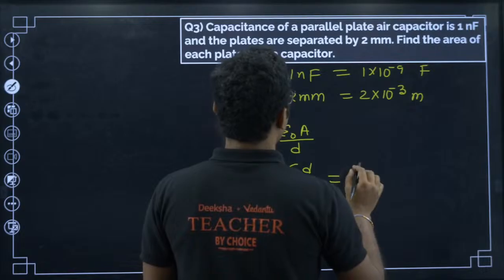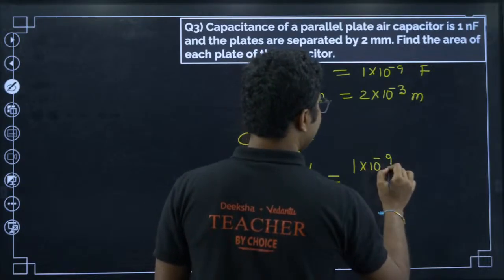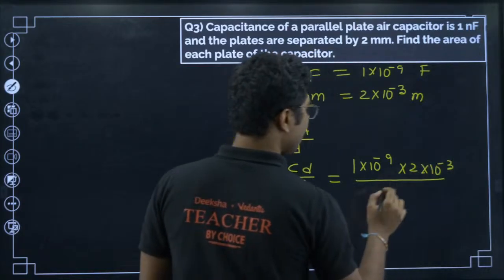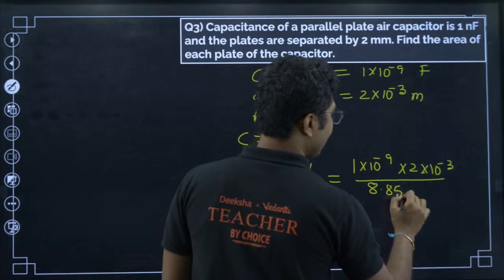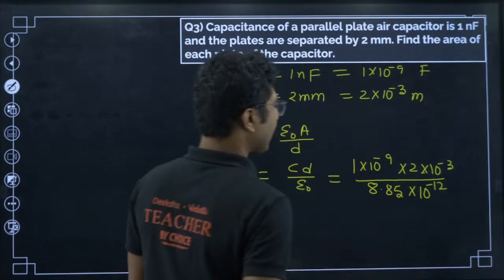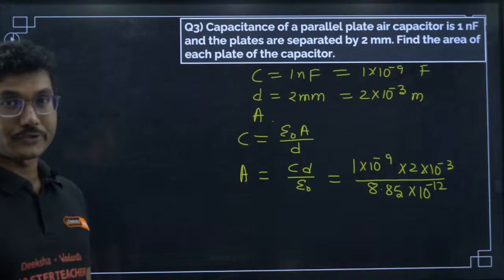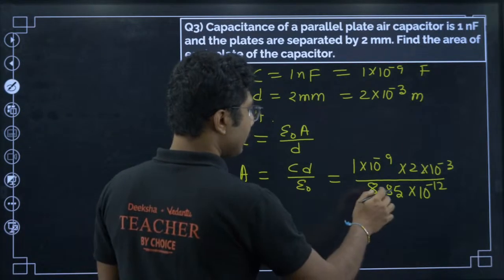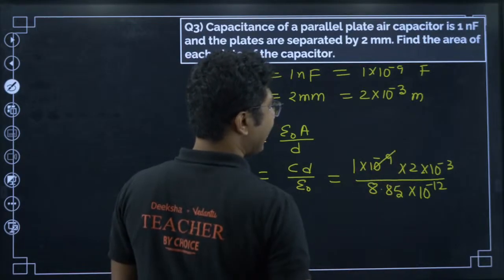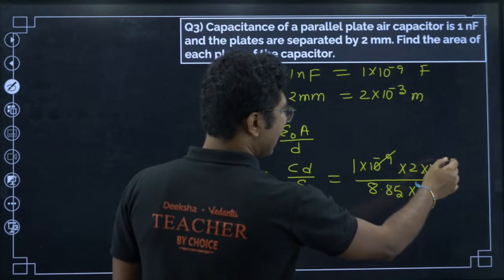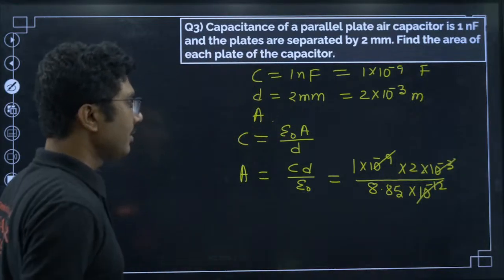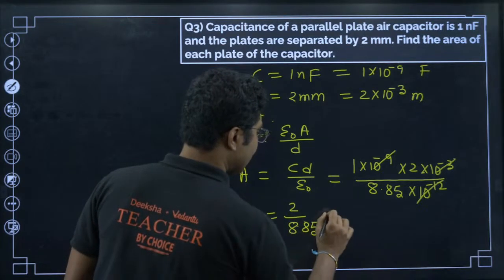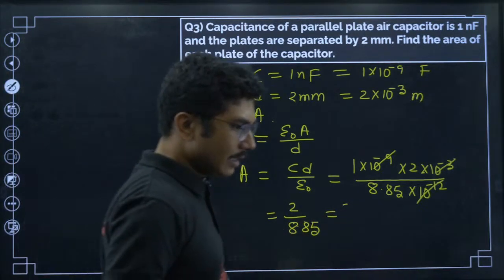C is 1 into 10 to the power of minus 9. D is 2 into 10 to the power of minus 3 and epsilon naught is 8.85 into 10 to the power of minus 12. Okay, it is epsilon naught, not 4 pi epsilon naught. So be careful. This will be the value and now you have to cancel. So 10 to the power of minus 9 and minus 3 get cancelled with 10 to the power of minus 12. So you get 2 divided by 8.85. Now you calculate what is the value, the area. What is the area?